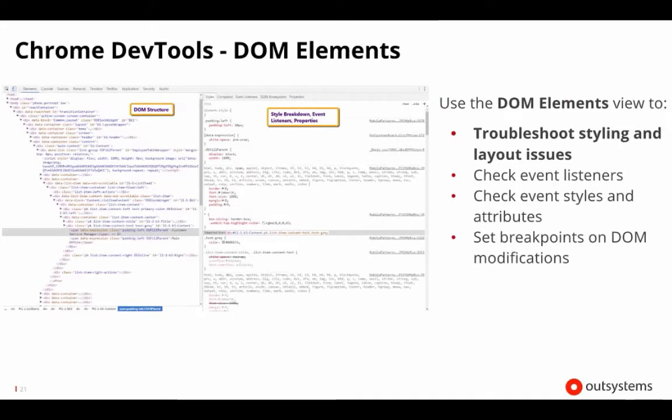Now, this view, the DOM elements view, I use it to troubleshoot styling and layout issues. You can see here on the left a tree representation of the entire DOM. And then if you select an element, you see on the right-hand side the style breakdown for this element. You can see all the classes applied, all the styling. And you also have some very useful other features on the right-hand side, like you can check event listeners, you can see the element's properties, you can even set breakpoints on DOM modifications. So go to this view whenever you need to troubleshoot some sort of layout or styling issue.